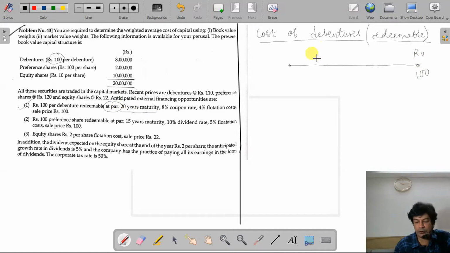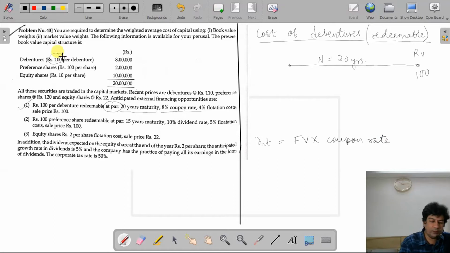20 years is the maturity, so N I will take as 20 years. 8% is the coupon rate. So coupon rate is the interest rate. So interest is calculated on face value into the coupon rate. So the face value of the debenture is 100 and the coupon rate is 8%. So the interest will be 8 rupees. So we are going to have an interest of rupees 8.